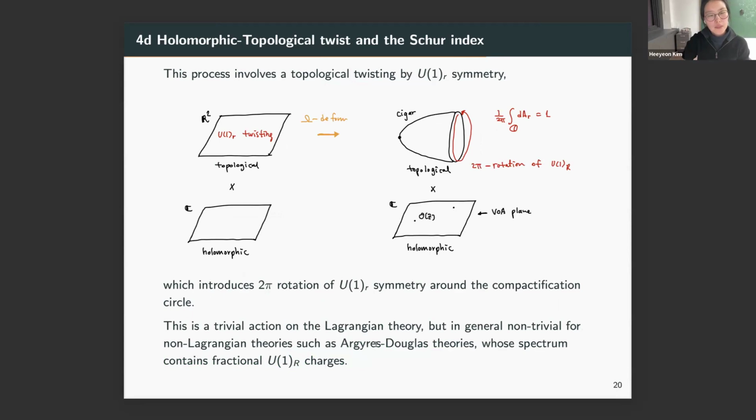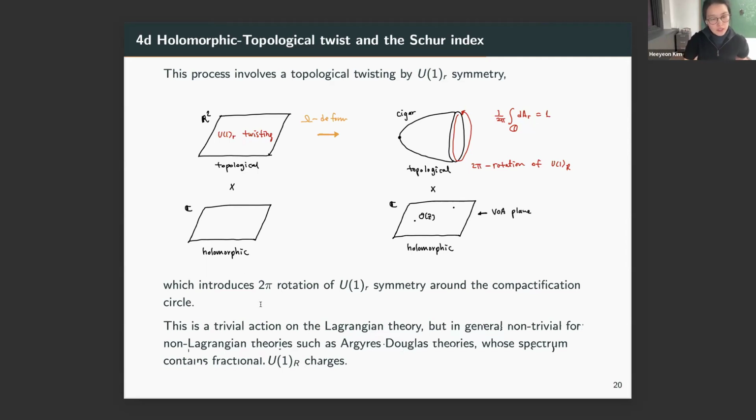What's important is that this process involves the topological twisting by the U(1) R symmetry in the 4D N=2 superconformal algebra. So in the topological twist of this R2 plane, you have to turn on some background flux for this U(1) R symmetry. And as you compactify this circle, you also introduce another 2 pi rotation of this U(1) r symmetry. So as you go around this circle, it also induces the 2 pi rotation of the U(1) R symmetry according to this relation.